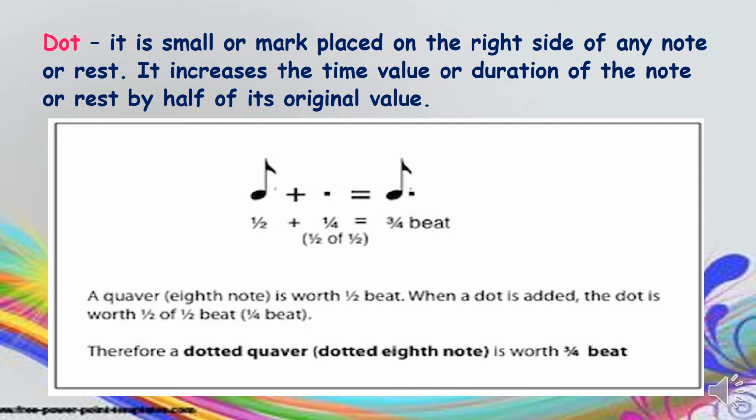An eighth note is worth one half beat. When a dot is added, the dot is worth one half of one half beat, which is one fourth beat. Therefore, a dotted eighth note is worth three fourths beat.